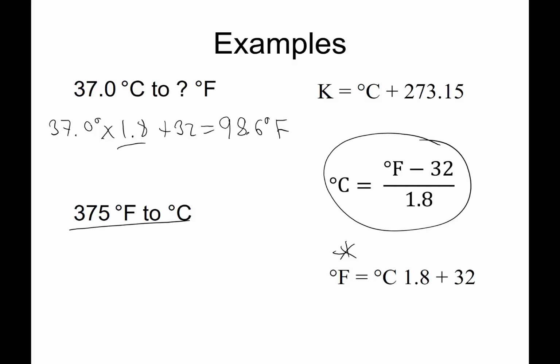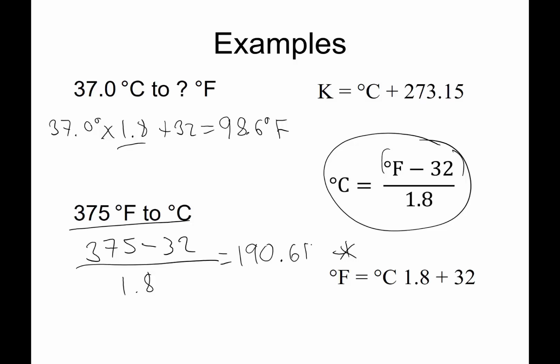Going from Fahrenheit to Celsius, you can rearrange the formula, the 5/9, and just divide by 1.8. And of course you have to first subtract 32 from Fahrenheit. So we have 375 minus 32 divided by 1.8, and you have 190.6 Celsius. And in this case we have 3 significant figures, and so we have to say 191 degrees Celsius.